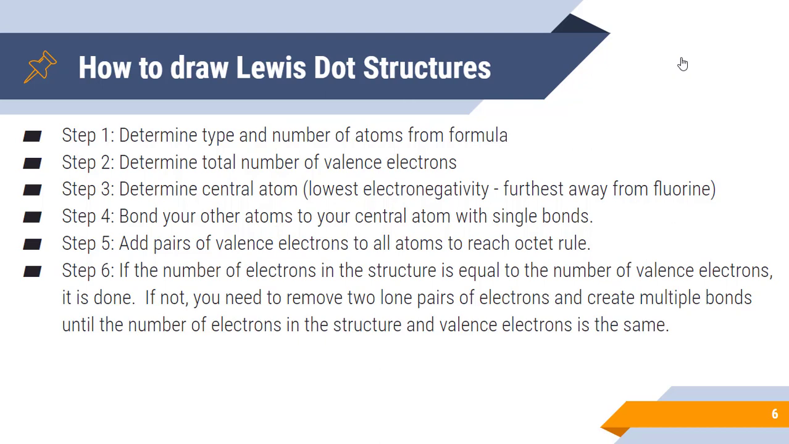The last step is if the number of electrons in the structure is equal to the number of valence electrons, you're done. I mean, it's pretty straightforward and pretty simple. If not, you're going to need to remove 2 lone pairs of electrons and create multiple bonds in between the 2 atoms where you remove the lone pairs until the number of electrons in the structure and valence electrons is the same. A lot of complex terminology there, but in order to make this a whole lot easier, we're going to do some practice problems.